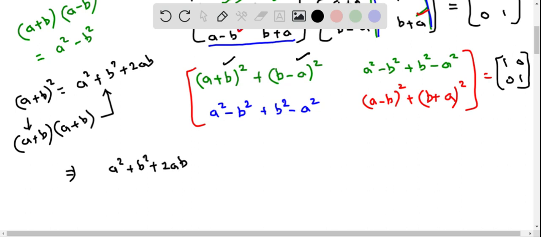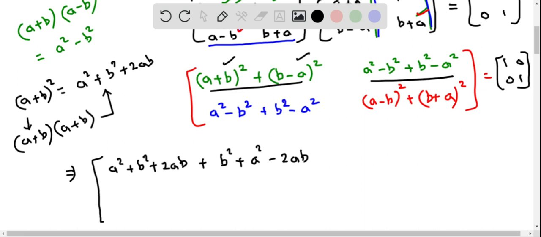Now let's write the expression b minus a quantity squared. We will expand it. Once again, using this identity, we can write this as b squared plus a squared minus 2ab. We have completed this element. Let's simplify the next element. This is negative b squared plus b squared, which becomes 0. Positive a squared and negative a squared becomes 0. So the next element is 0.